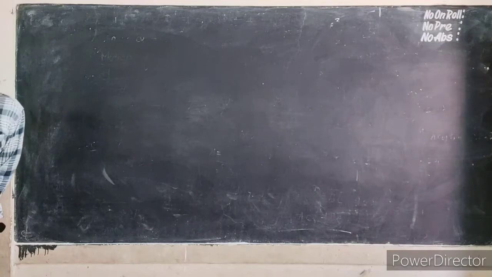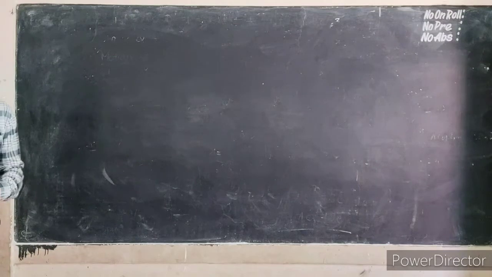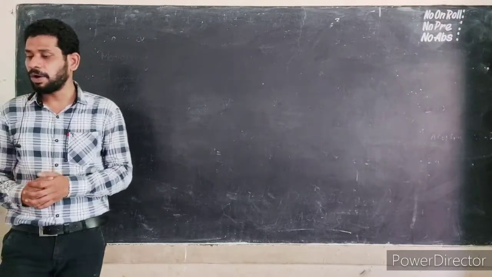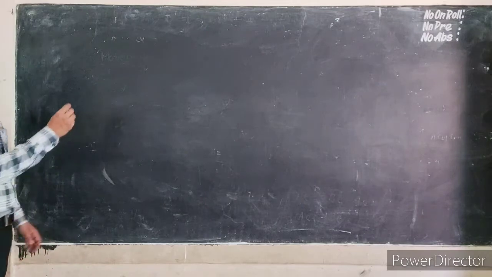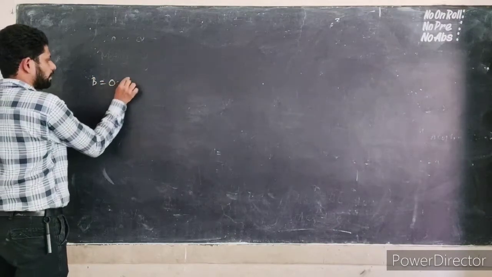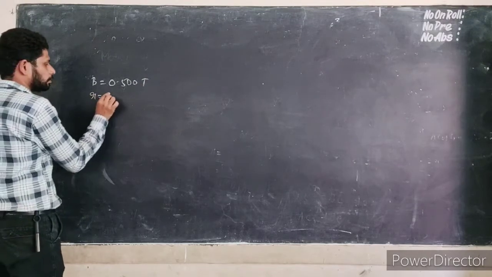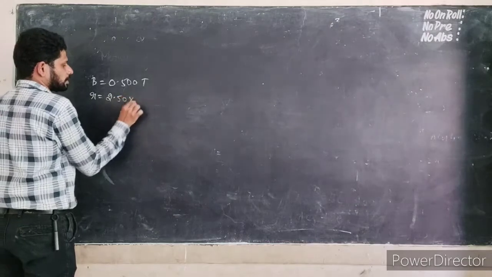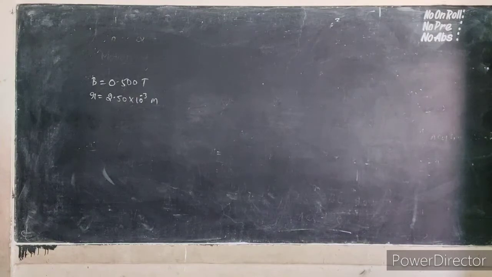Now, example 13.19. An electron moving perpendicular to a magnetic field of 0.500 Tesla undergoes circular motion of radius 2.50 millimeter. What is the speed of the electron? We know that the magnetic field B is 0.50 Tesla and the radius r is 2.5 millimeter, which is 2.5 times 10 power minus 3 meter. We have to find the speed of the electron.